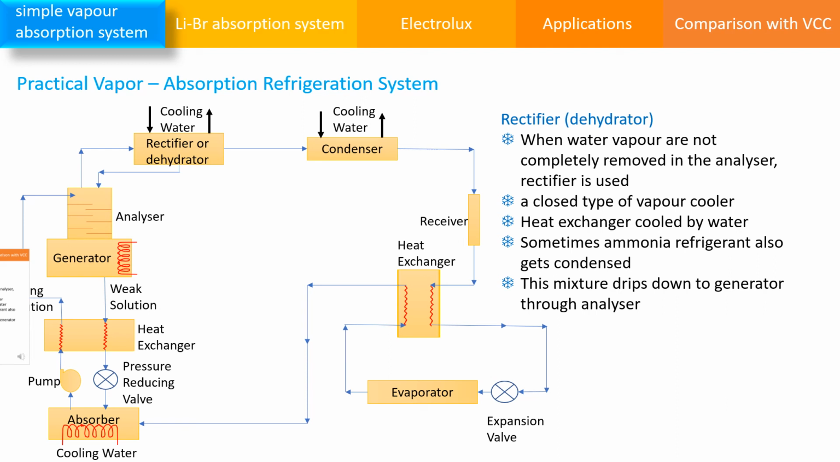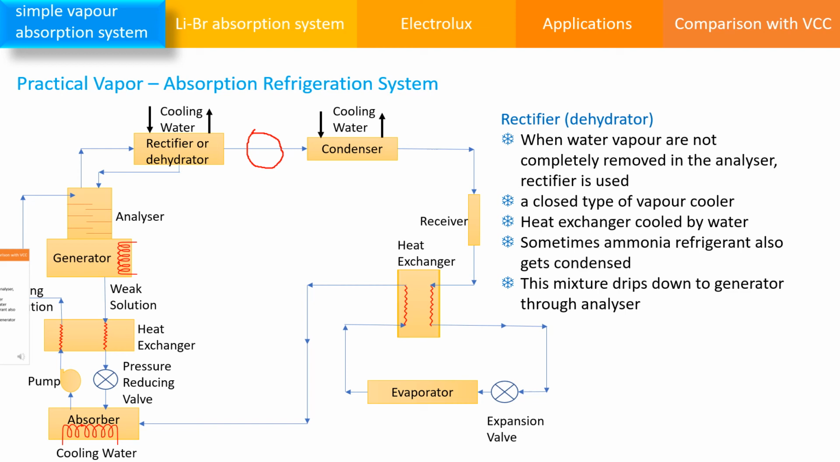So both the rectifier and analyzer together ensure that the condenser input part is only high pressure ammonia vapor and there is no water vapor present in that. Water causes freezing inside the evaporator if it is passed above the condenser. So that creates a problem for the whole system. Therefore, both the rectifier, also called the dehydrator, and the analyzer are used.